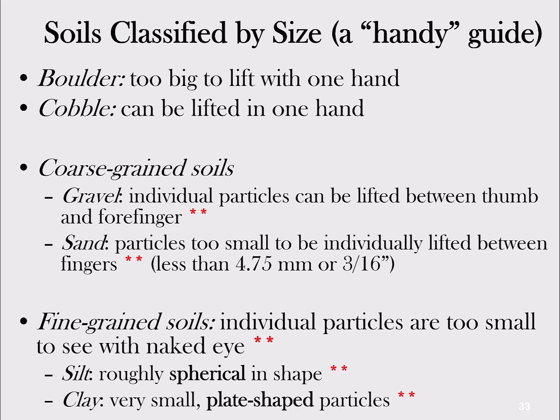Now, then there's the fine-grained soils, such as the silt and the clay. Individual particles are too small to even see with the naked eye. Not really. I guess if you've got really good, fresh, young eyes, maybe you might be able to see some silt particles. That's pushing the envelope a little bit. But under the microscope, silt particles are roughly spherical. Roughly they're ball-shaped or round, kind of like what most gravel and sand particles are to some degree. They're not perfectly round. None of them are perfectly round, or at least most of the time they're not.